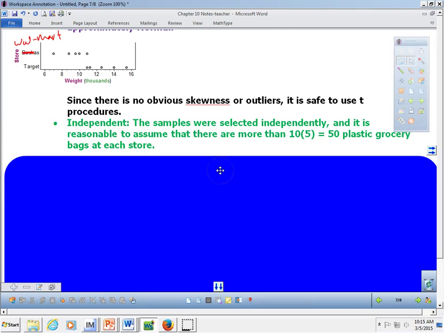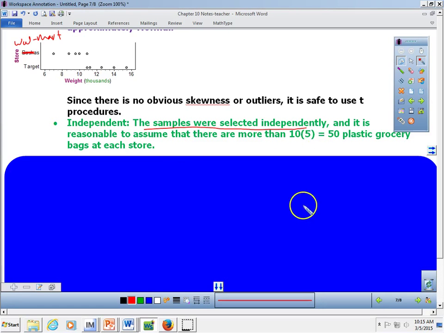Now, as long as our independent condition is met. So watch the verbiage here. The samples were selected independently, right? You just grab 2 samples from each store, and it's reasonable to assume that there are more than 50 plastic grocery bags at each store. So it satisfies the 10% condition, and we talked about the fact that the samples were selected independent of each other. So the groups themselves were independent. We want to make sure we mention both of those. Okay? All right. Well, our conditions are met, so we're ready to go ahead and do our interval.